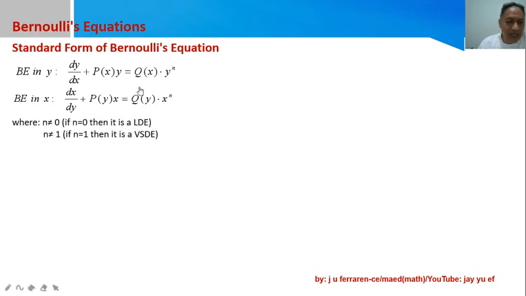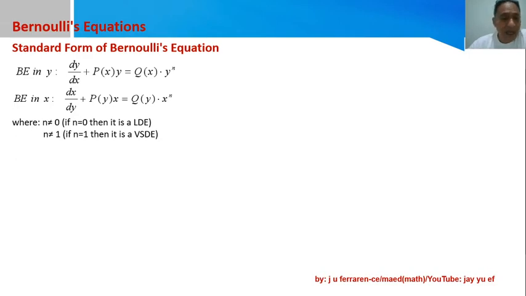Because if this assumes a value of 0, then the DE is actually linear. So if n becomes 0, the term no longer exists, then it is a linear DE. If your n is equal to 1, then the DE is considered also as a variable separable DE. So any other constant value for your n except for 0 and 1 can be a value of your constant.